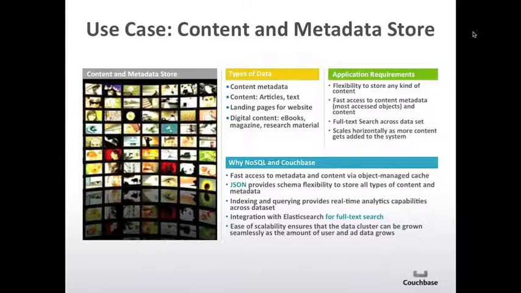And how does Couchbase satisfy these requirements that I just explained? So firstly, Couchbase provides you fast access to metadata and content via the object managed cache. The object managed cache in Couchbase is an in-memory cache that serves data very quickly. So you can think about all the requests first hitting the object managed cache in Couchbase, and if the data is found in the object managed cache, then you immediately get served the data.